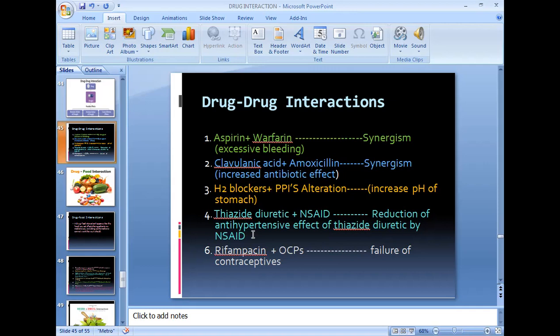Similarly, another example showing drug-drug interaction: rifampicin, when taken with oral contraceptives, there will be failure of the oral contraceptives because of induction of the enzyme and increased metabolism of the oral contraceptives, and this induction is attributed to rifampicin, which is an enzyme inducer.